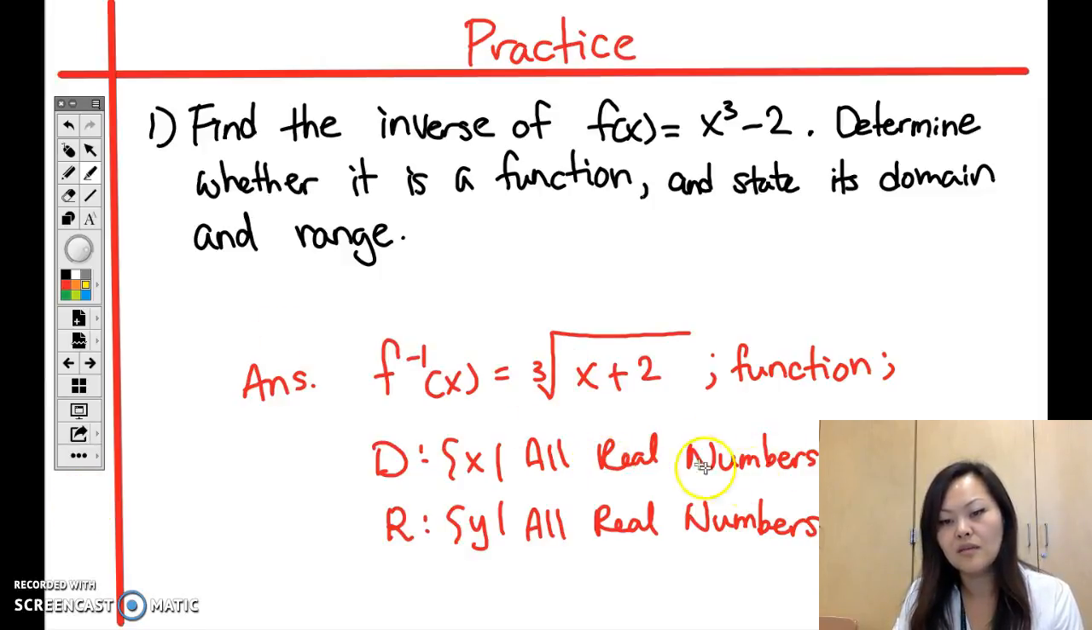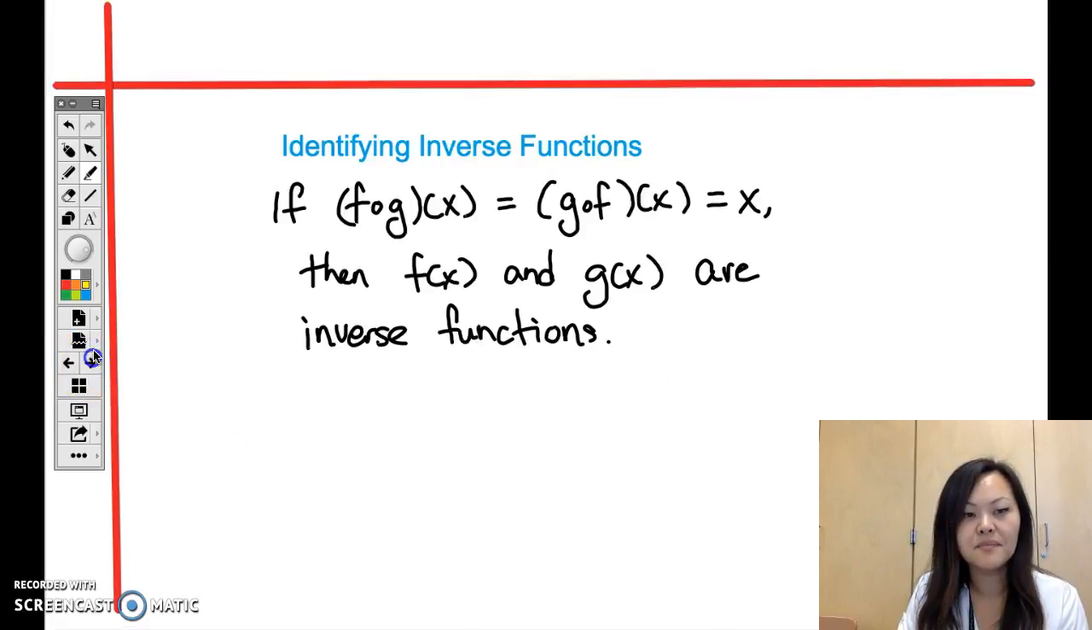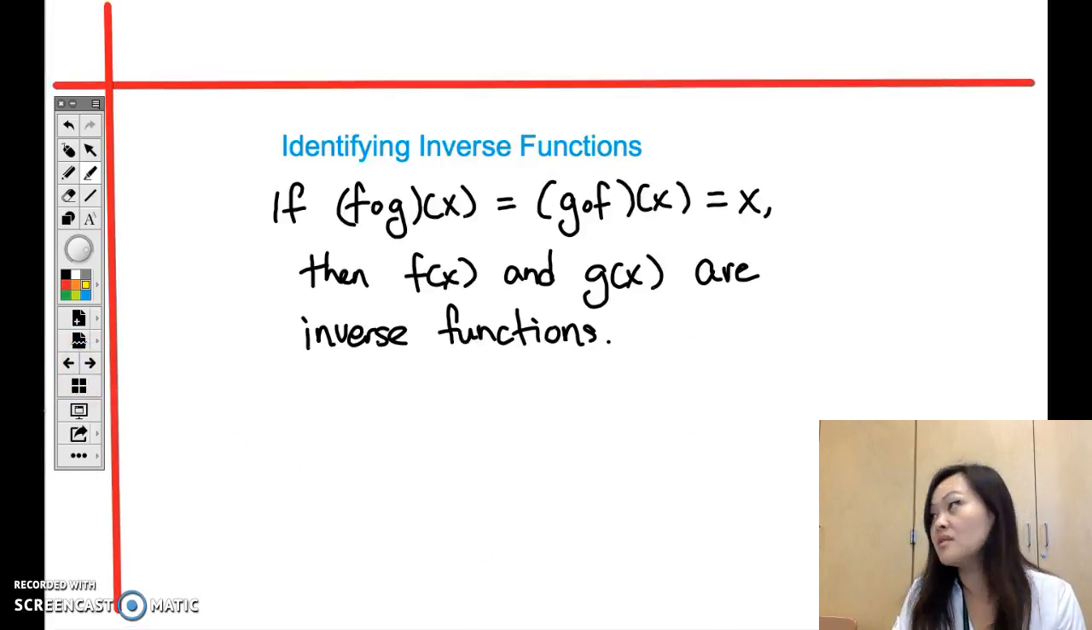I know this part is covered up. The domain is all real numbers and the range is all real numbers. So we're almost done with the lesson. In order for you to identify inverse functions, you have to use the composite function that you learned yesterday. That's why we did it yesterday.